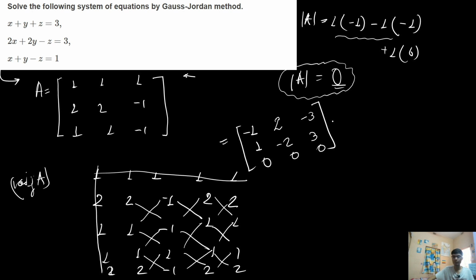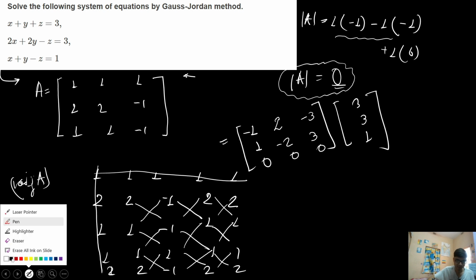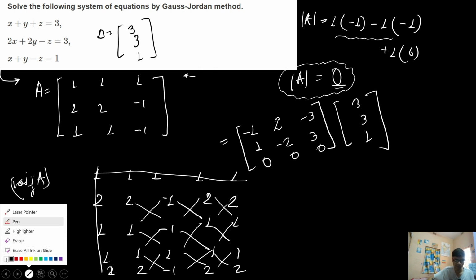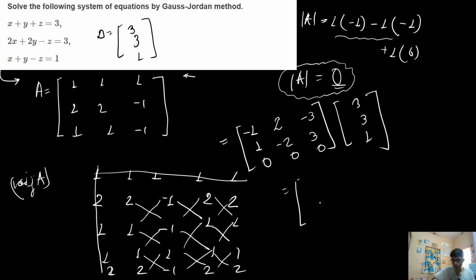Okay, so with this we actually get to the result of the adjoint of a matrix A. Now what we have to calculate is this product, that is multiplying with the constant matrix, that is the D matrix. Now from here we can also see the capital D matrix can be 3, 3 and 1 over here. Now let us compute this result and check.